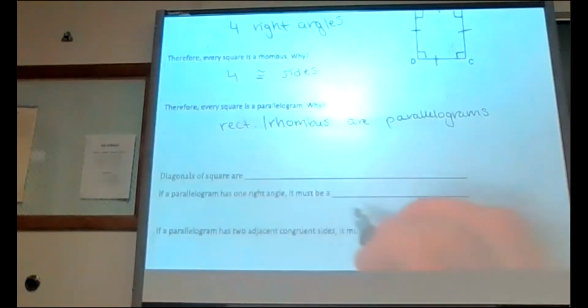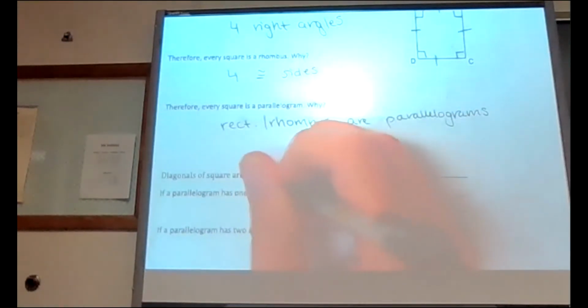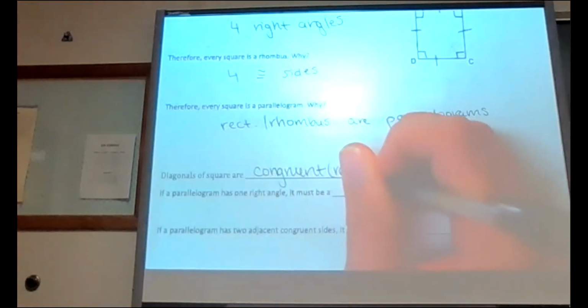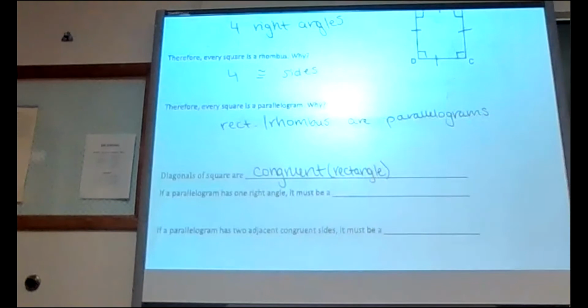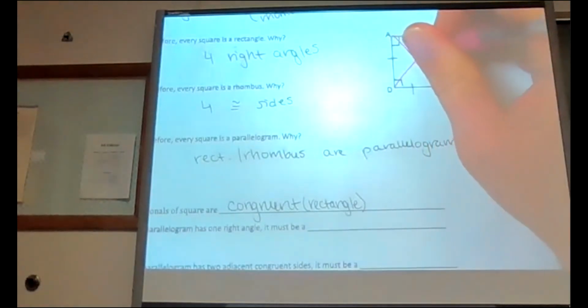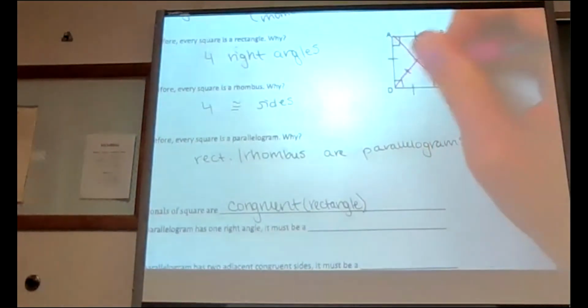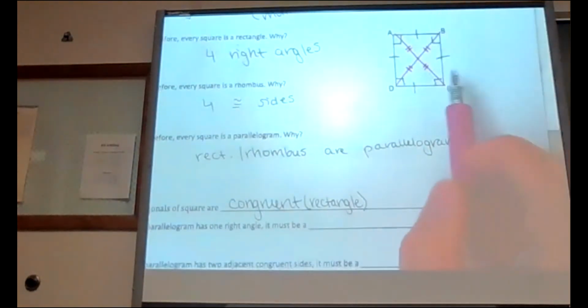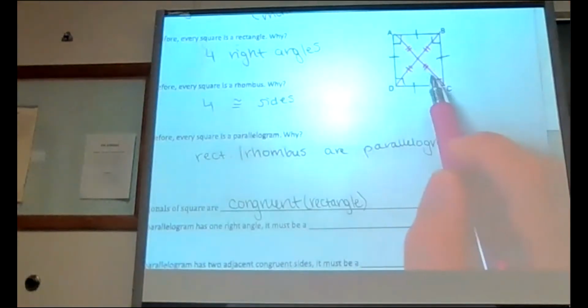So that means the diagonals of this square, sorry, I'm trying to decide what order I want to go in. Okay, the diagonals of the square are congruent because it is a rectangle. So I'm going to draw my diagonals and we'll mark it as we go. I'll use 2 tick marks because I used 1 for the outside. Because it is a rectangle, all 4 of these lengths are the same.